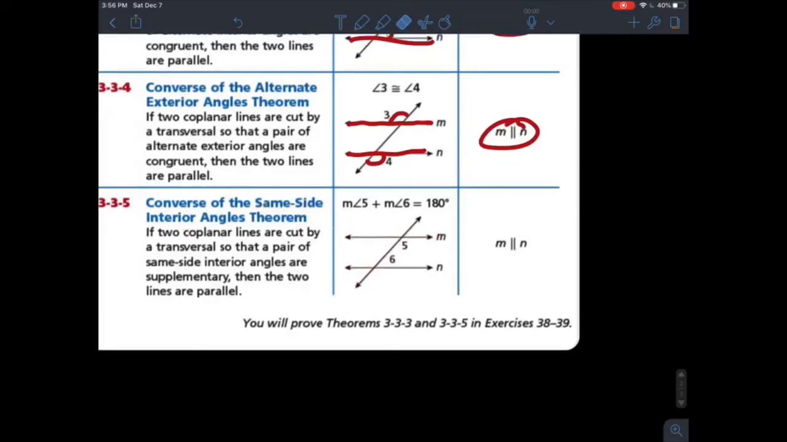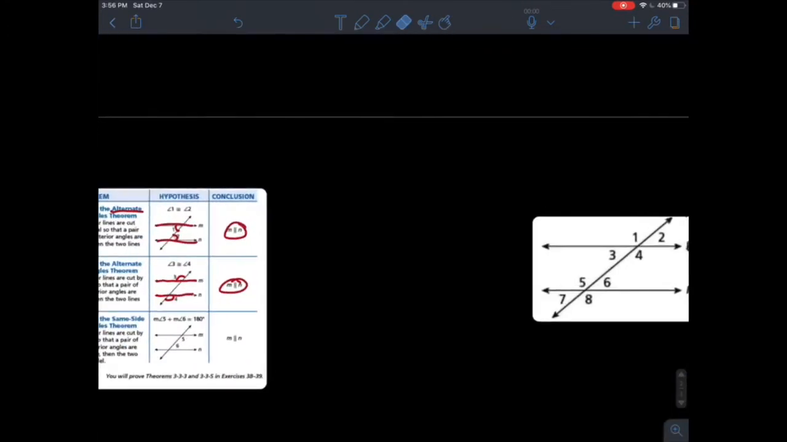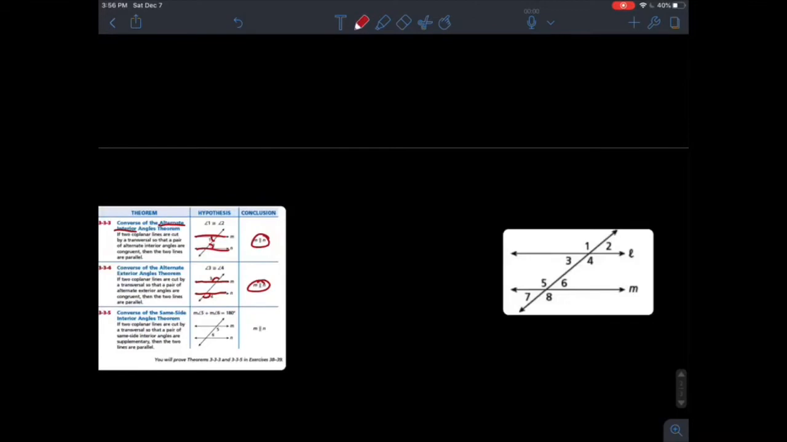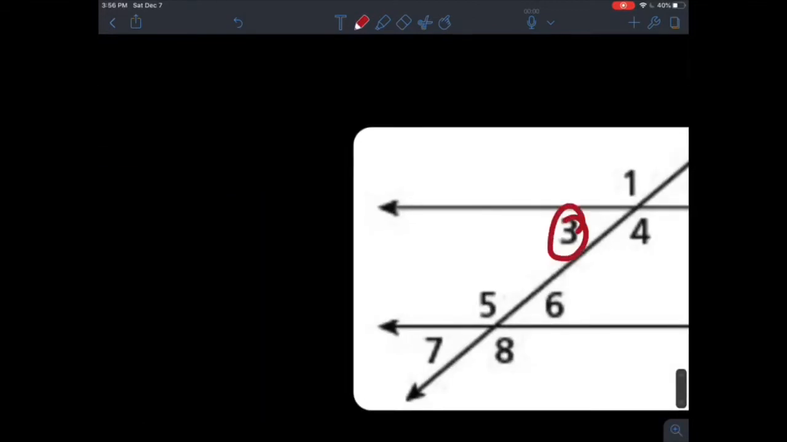So let's try all of them. We do the converse of alternate interior angles theorem first. We've got to do angles 3 and 6.